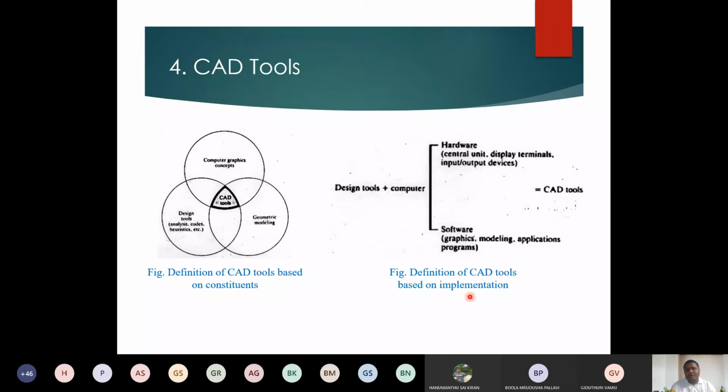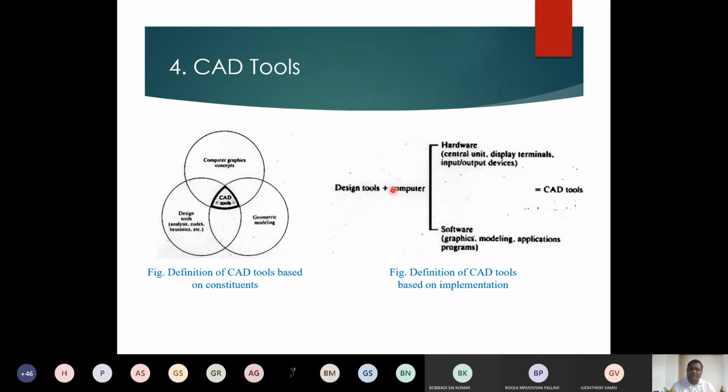Whereas if I want to implement a CAD tool, for example Pro-E or Creo or Unigraphics or AutoCAD, on a computer, then the design tool is nothing but your CAD application, and you need to consider what type of computer you are going to implement it on. The computer should also support certain minimal configuration, without which the tool may not work properly. So from the implementation point of view, the computer also requires certain software as well as hardware. Software is something like graphic drivers, and a modeling application.